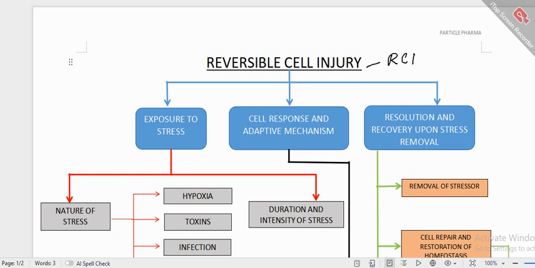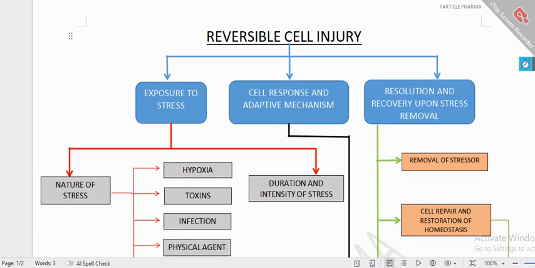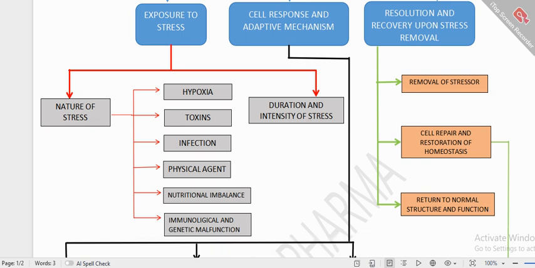As I have already told, the reversible cell injury process is divided into three main steps: exposure to stress, cell response and adaptive mechanism, and resolution and recovery upon stress removal. So till here everybody knows it and it is very clear. The next step or sub step is divided as exposure to stress, which is divided as nature of stress and duration and intensity of stress.